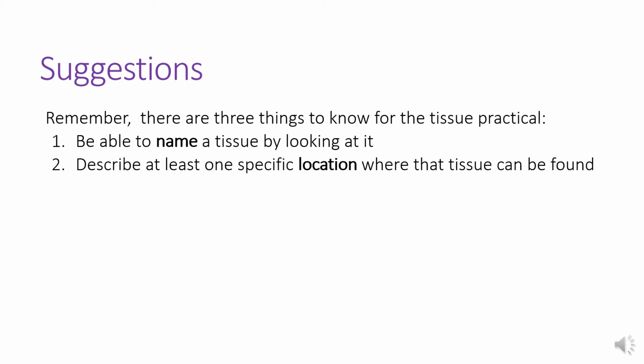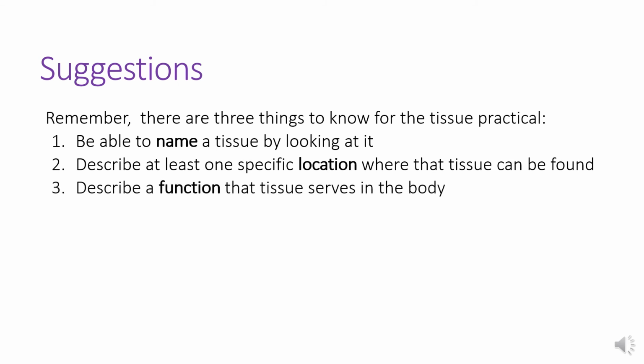For example, we can find simple cuboid epithelia in the kidney tubules, but not just kidney itself. The kidney includes a number of other types of tissues. The third thing that you'll need to know is the ability to describe a function that tissue serves inside of the body.